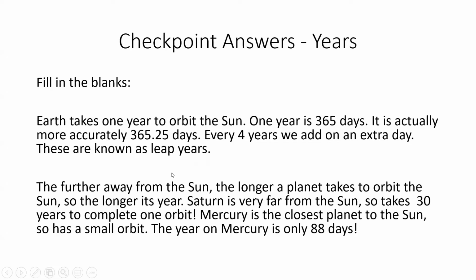Earth takes 1 year to orbit the Sun. 1 year is 365 days. It is actually more accurately 365.25 days. Every 4 years, we add on an extra day. These are known as leap years. The further from the Sun, the longer a planet takes to orbit the Sun, so the longer its year. Saturn is very far from the Sun, so it takes 30 years to complete one orbit. Mercury is the closest planet to the Sun, so it has a small orbit. The year of Mercury is only 88 days.